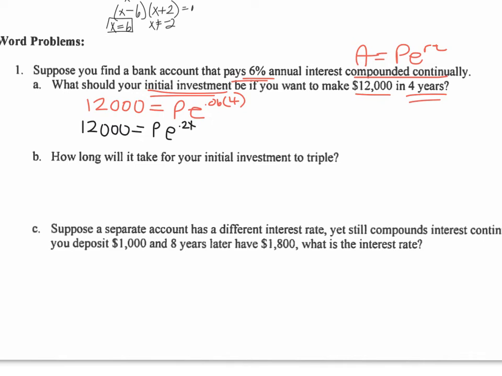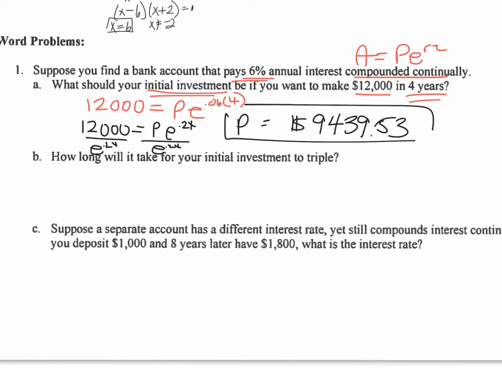To get P by itself, I'm going to divide by e to the 0.24. So I have 12,000 divided by e to the 0.24 power, hit enter. The amount of money I would have to initially invest is $9,439.53. So about $9,400 is what I would have to deposit in order to get $12,000 in 4 years.